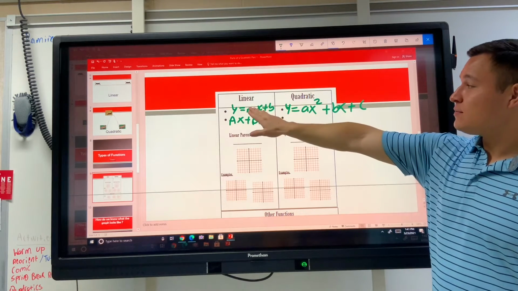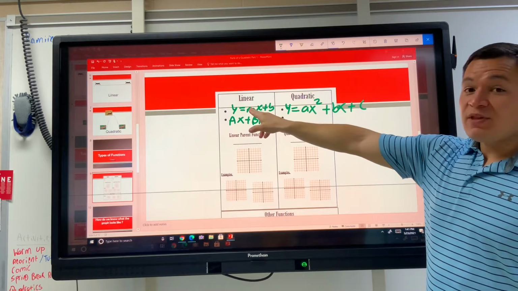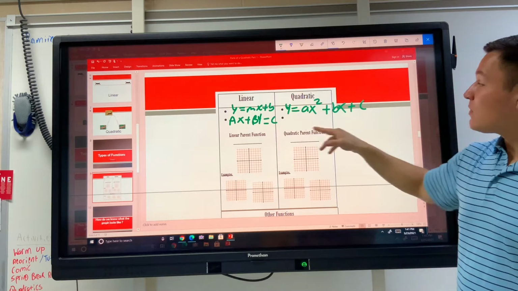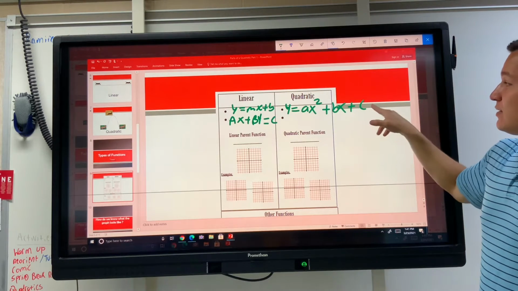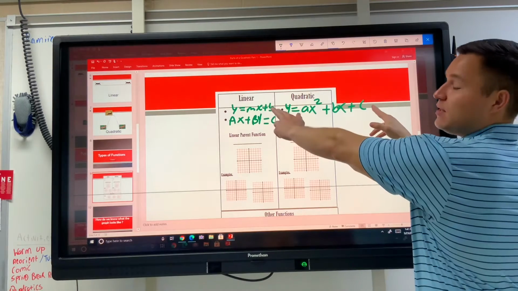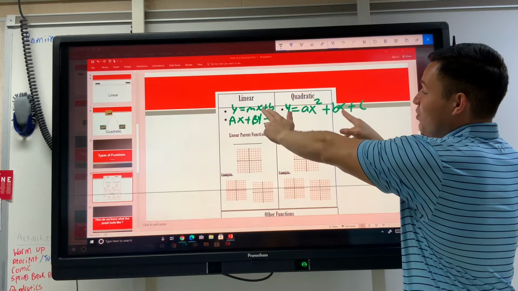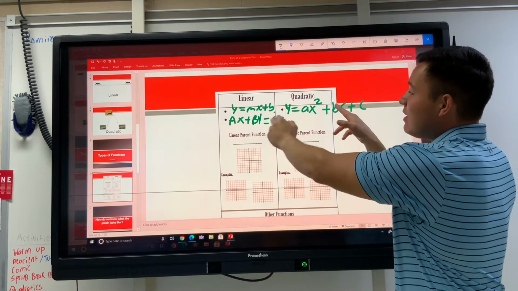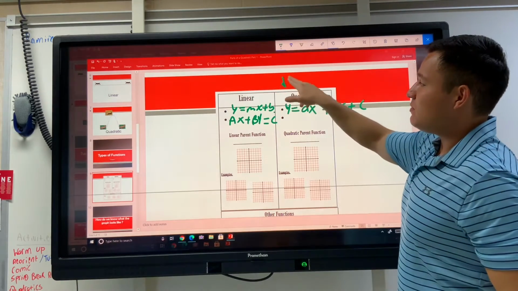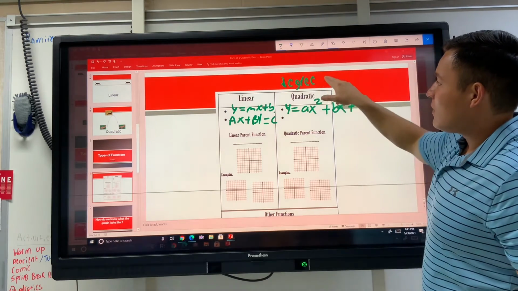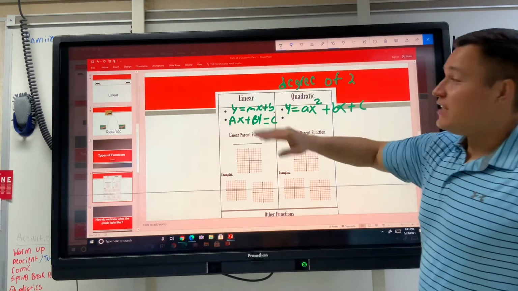Okay, so look at this and look at this. This one has mx, so that's something times x plus b. This one has an x with something multiplying it plus c. If you look at b and compare it to c, this and this have no x. These both have just an x to a power of 1. And the only difference is this one has an x squared. So that's because, make sure you write this down, this has a degree of 2, and the linear equation has a degree of 1.